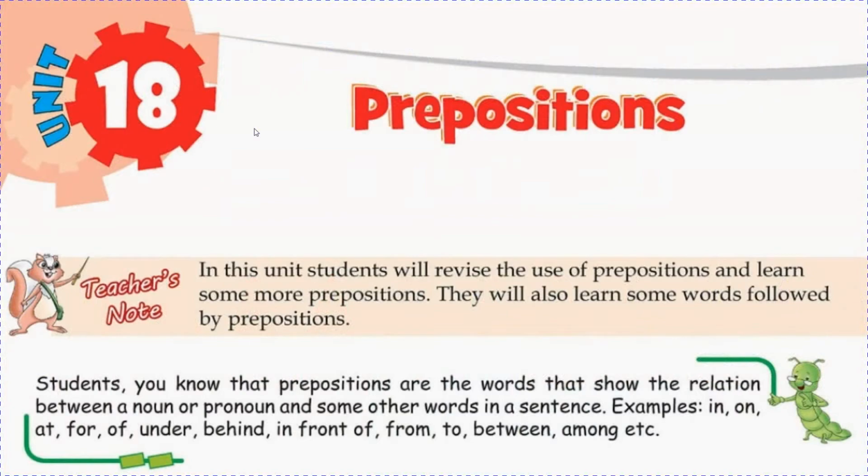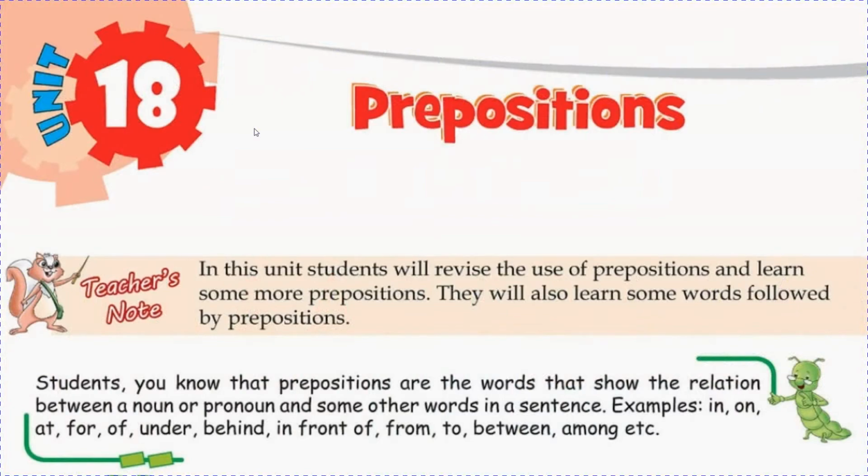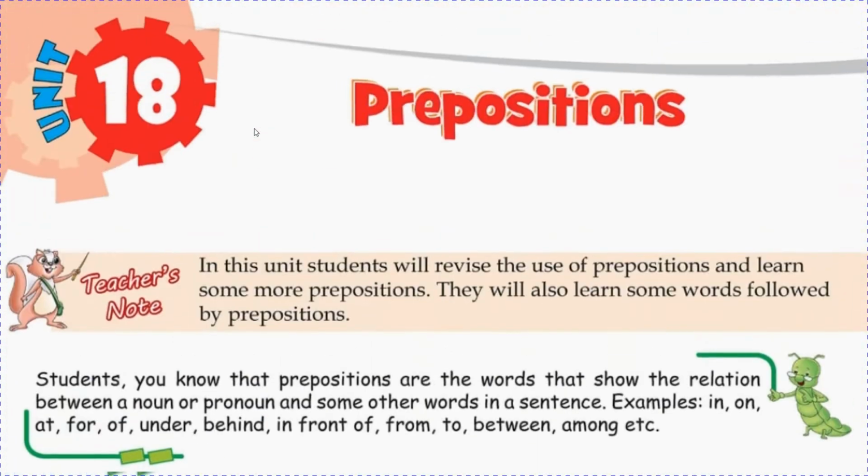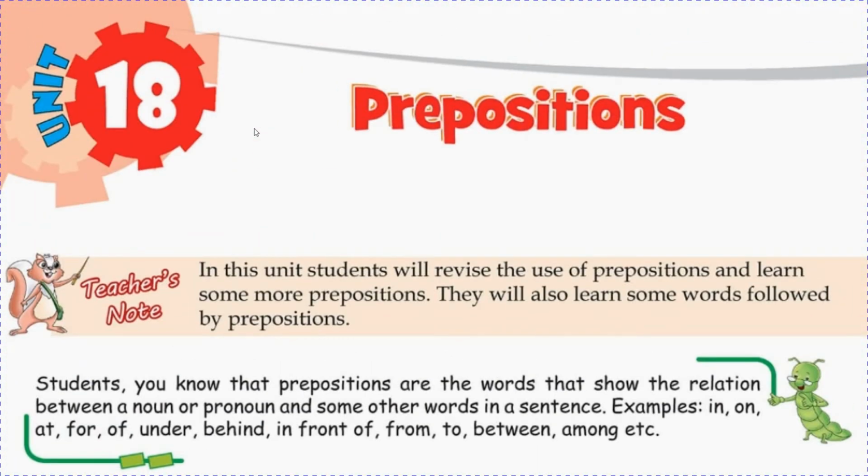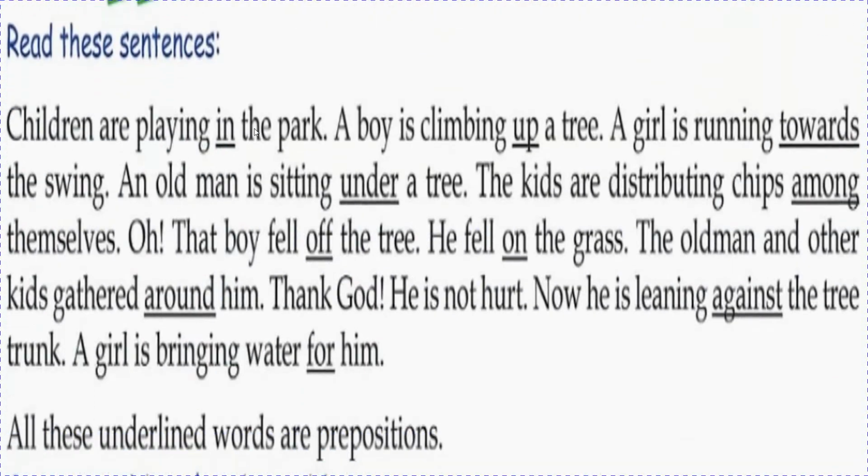Let's read the chapter first. Unit 18, Preposition. Students, you know that prepositions are the words that show the relation between a noun or pronoun and some other words in a sentence. Examples: in, on, at, for, of, under, behind, in front of, from, to, between, among, etc.